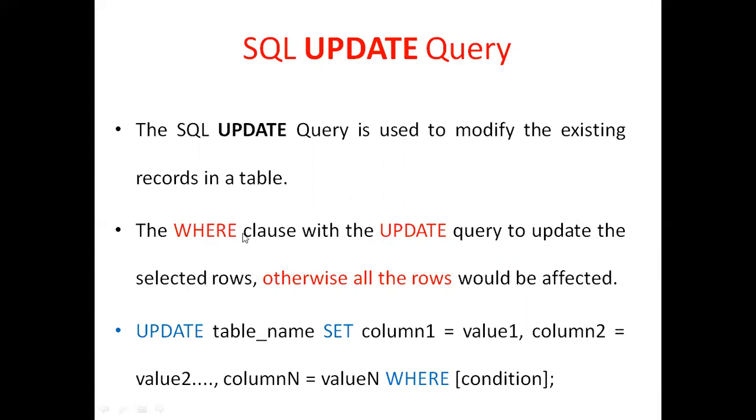You have to use update along with the where clause. Otherwise, all the rows will be selected. We'll see how. And this is the syntax for the update. You have to say which table to update and which column. Set column 1 equal to value 1, column 2 equal to value 2. You can update more than one column's values at a time. Here is the where condition. This will be clear if you see an example.